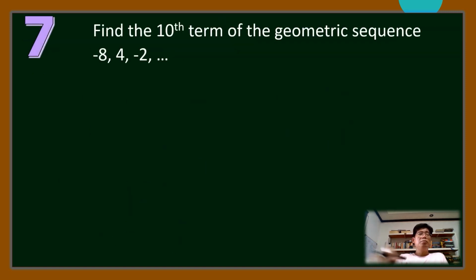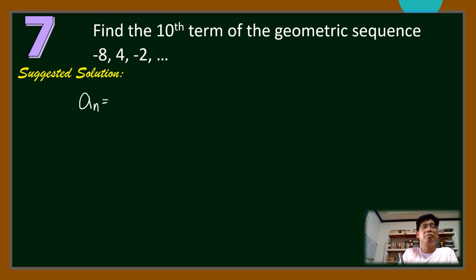Next number. Find the 10th term of a geometric sequence, negative 8, 4, negative 2, and the pattern continues. We're just going to use the formula for the nth term of a geometric sequence, which is a sub n equals a sub 1 times r raised to n minus 1.